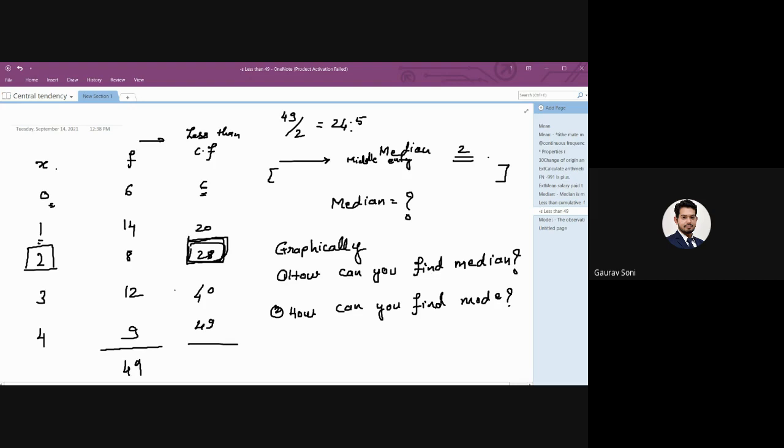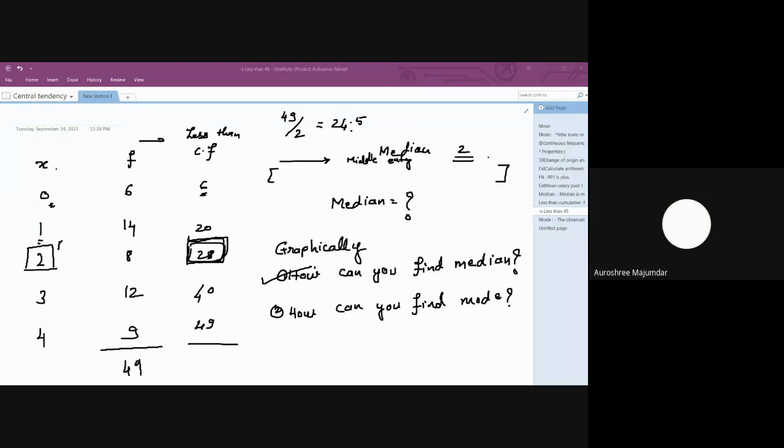Yes. Now the next question: how can you find the median using a graph? Anyone? Sir, if we plot a graph, then the highest point is going to be the mode. Okay, you're talking about mode. I need the median. But mode is correct. That is how you are going to find the mode.